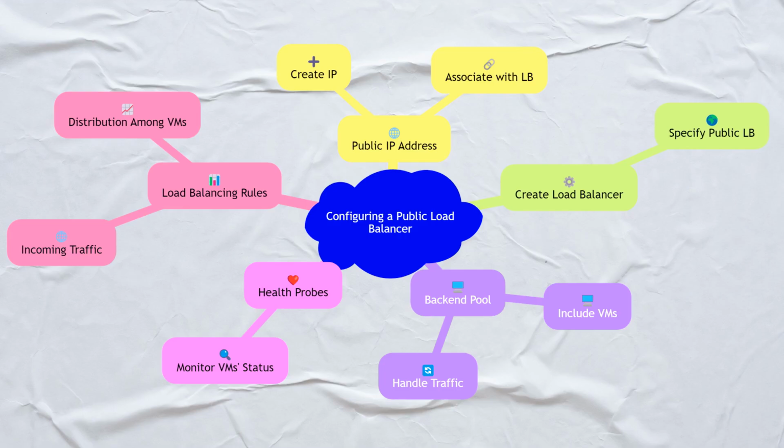Configuring a public load balancer involves similar steps to an internal load balancer, with some key differences. First, create a public IP address that will be associated with the load balancer. Then, create the load balancer resource and specify that it is a public load balancer. Configure the backend pool with the VMs that will handle the traffic. Set up health probes to monitor the VM status. Finally, define the load balancing rules to determine how incoming traffic from the internet should be distributed among the VMs.